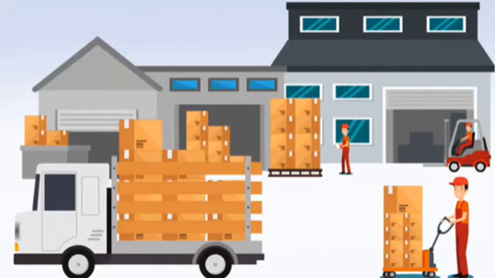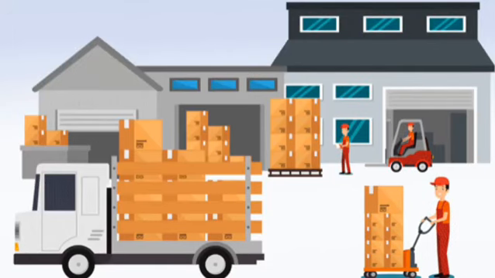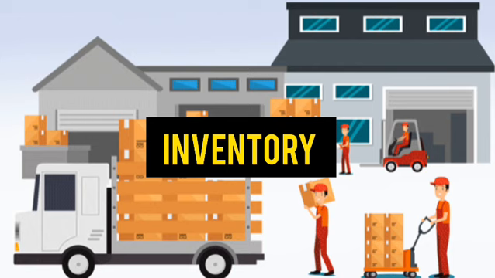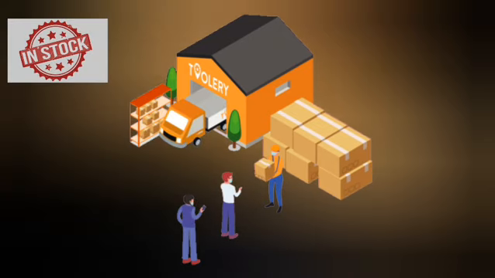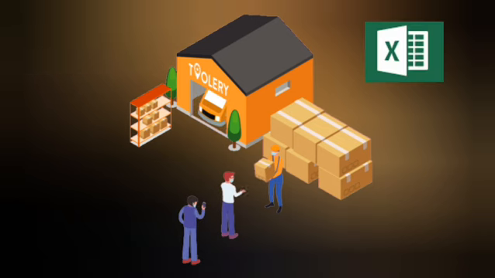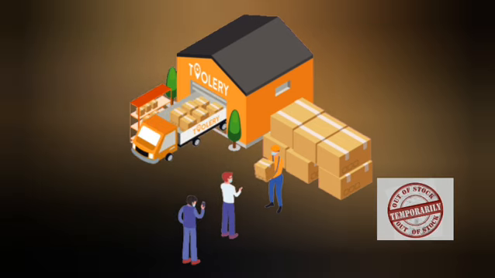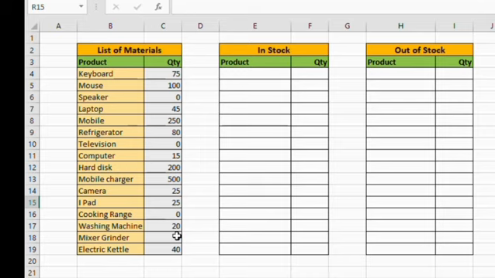Hello everyone, in today's video we are diving into a crucial task for anyone managing inventory: segregating in-stock and out-of-stock products. Using Excel's powerful FILTER array function, we will show you how to streamline your inventory management and keep everything organized. First, open your Excel sheet containing the product inventory list. Ensure you have columns for product name and quantity.